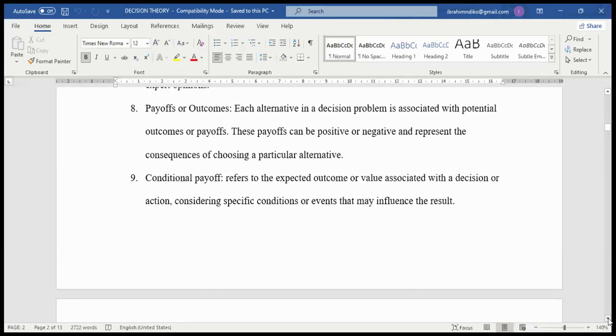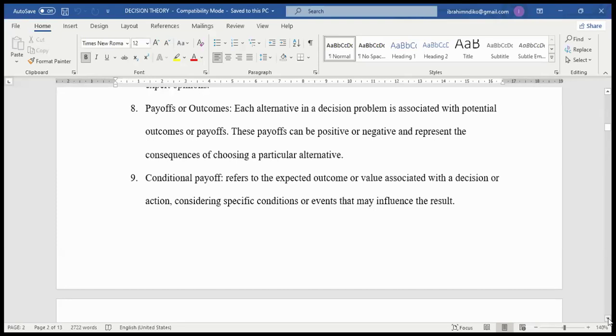Now let us say each alternative in a decision problem is associated with a possible potential outcome or payoff. The payoff can either be positive or negative, and it represents the consequences of choosing a particular alternative. If it is positive, it's a profit. And if negative, then we can term it as a loss, because we are talking about a business or an individual who wants to maximize profit or minimize losses. So it can either be a profit or a loss in most scenarios.